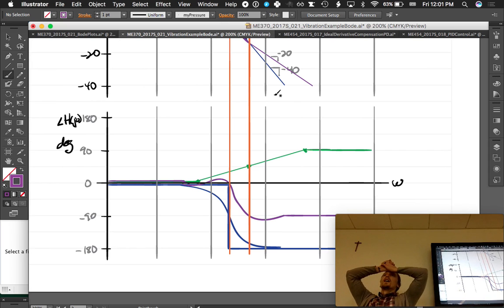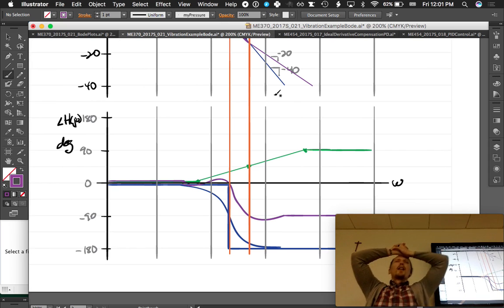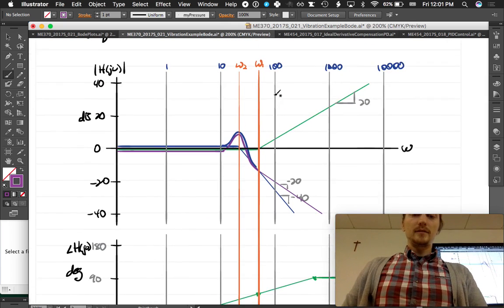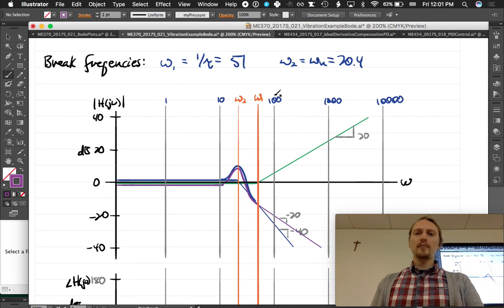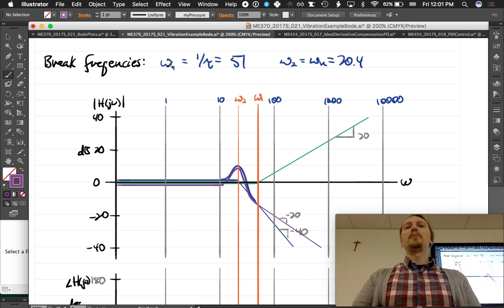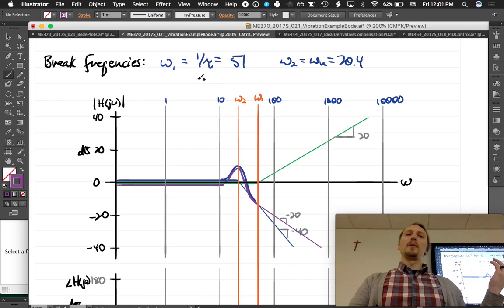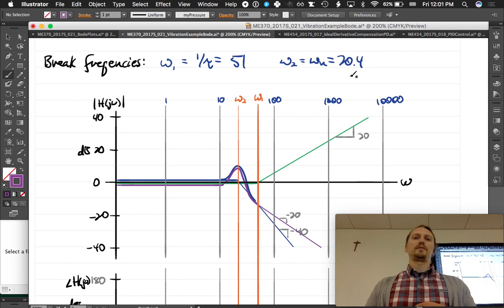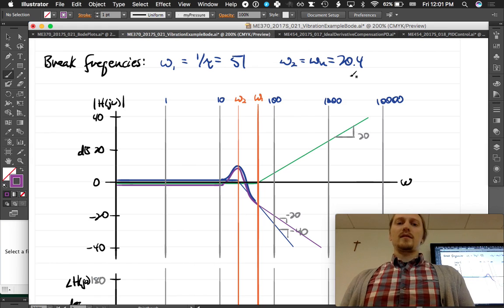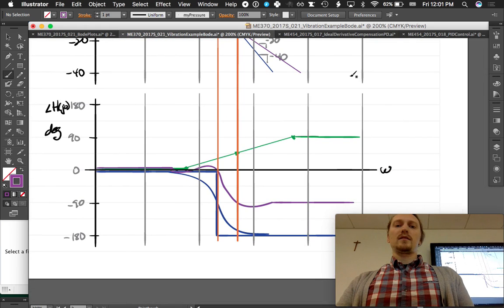Yes? So omega 1 is the break frequency for the zeros? Yep. And omega 2 is the break frequency for the poles? Yes. Okay. And that's because we just defined them to be so. We could have defined them otherwise, but we just wrote them like that here. Could you scroll down slightly? Yes. Sweet, thank you.